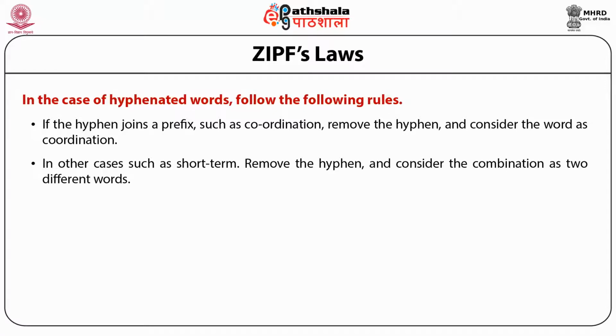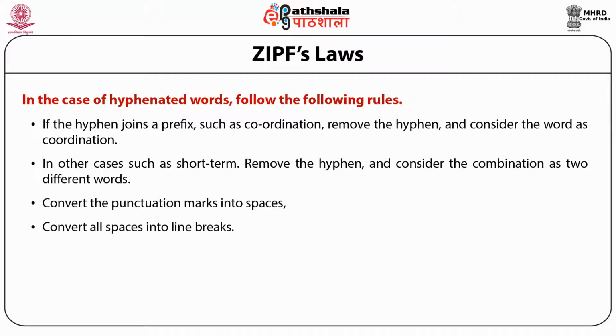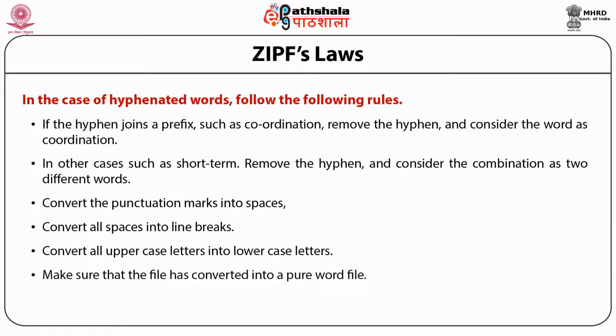Step 7. Convert the punctuation marks into spaces. Convert all spaces into breaks. Convert all uppercase letters into lowercase letters. Make sure that the file has converted into a pure word file. Step 11. Sort the file alphabetically and save it as a text file.